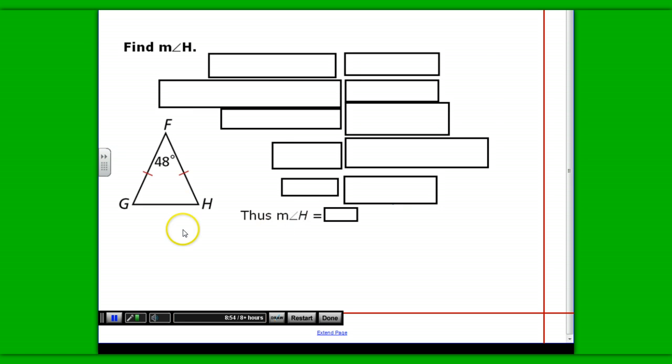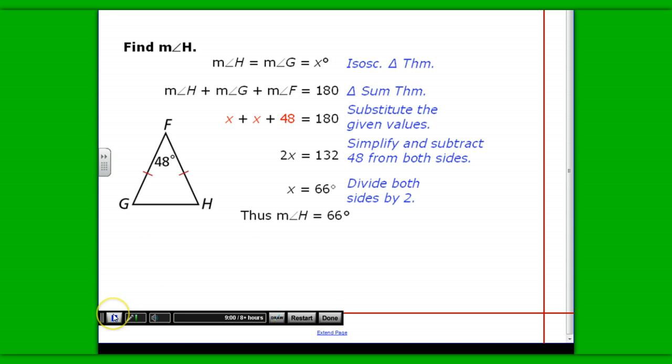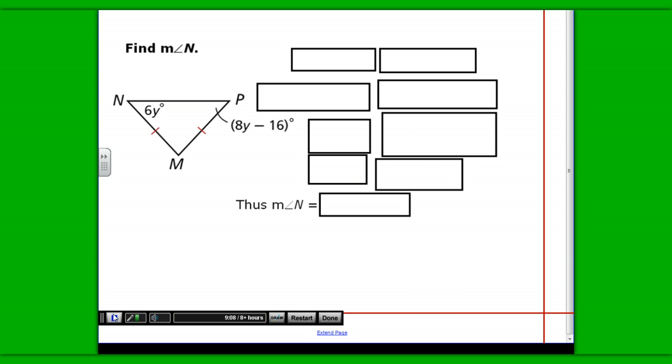Go ahead and pause the video, come back and check your work. What is the measure of angle H? And you should have found 66 degrees. Excellent. Don't forget to pause before you see these answers, right? Now we're given algebraic expressions, variable expressions for the angles, and so find the measure of angle N. Pause the video, come back.